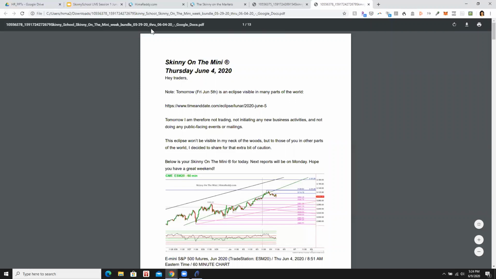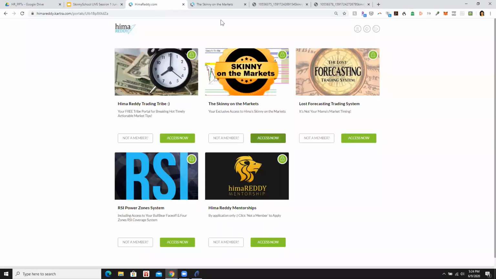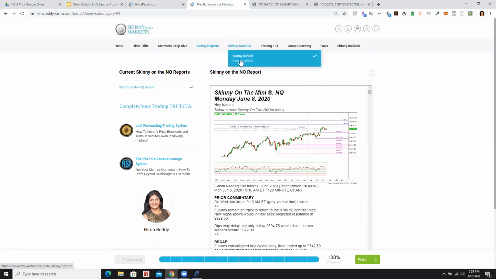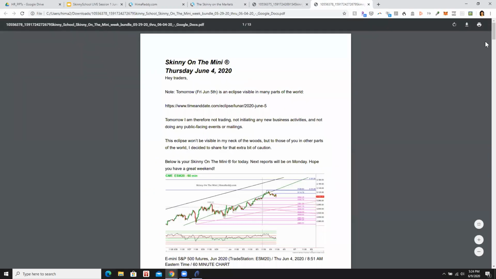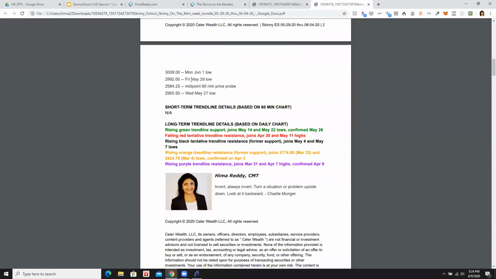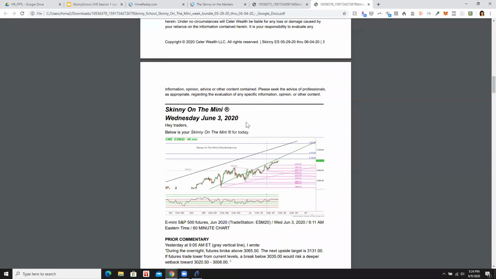It's in the portal, it was the handout under Skinny School. Currently, it's this second document. All right. So the latest report in the bundle, the most recent one is Thursday, June 4th. If you go back in time, it's Wednesday, June 3rd, etc. Okay. So I'm suggesting, and I'm going to give you more details about this as part of your weekly review of the markets, and especially, doesn't matter if you're a day trader or a swing trader, you should be checking in with the markets at least once a week to gauge positions and manage them.